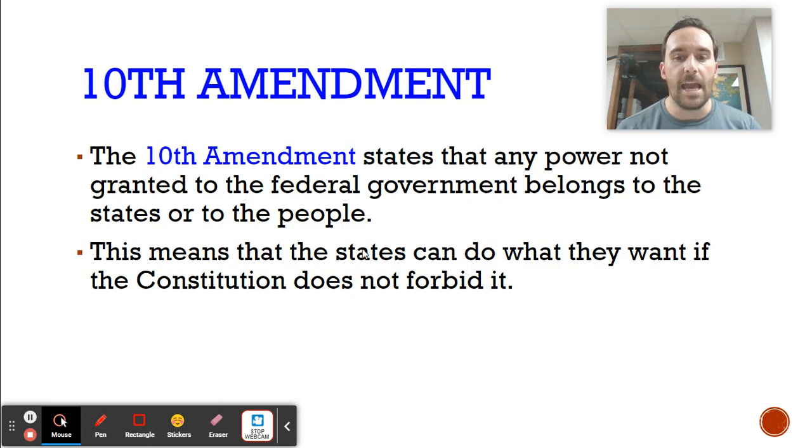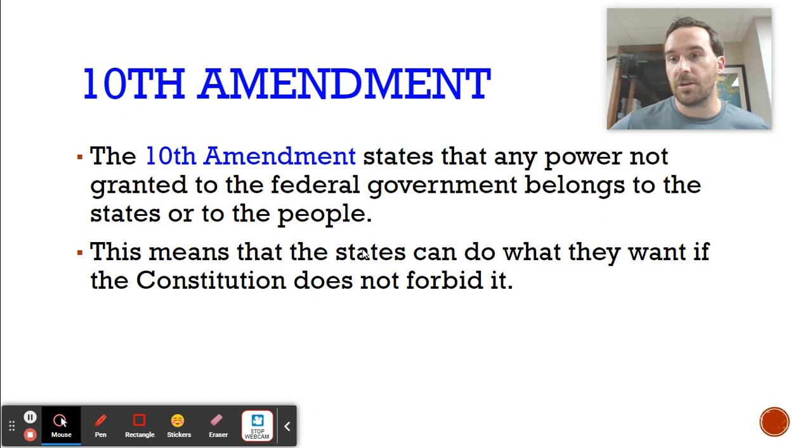And lastly, the 10th Amendment states that any power not granted to the federal government belongs to the states or to the people. Again, this is where we get the reserved powers clause. It says that the states can do what they want if the Constitution does not forbid it. So the states get to make their own laws about lots of things.